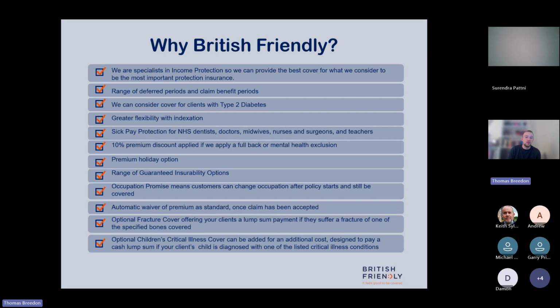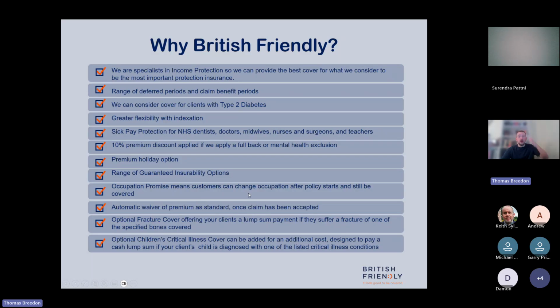Because the client's already got a policy with us as an office worker, but then they move to another occupation, we will cover that still. So we have an occupation promise, meaning no matter what occupation the client moves to, we will cover them on the same policy going forward on the same terms as well. Okay, so it's always worth remembering that.